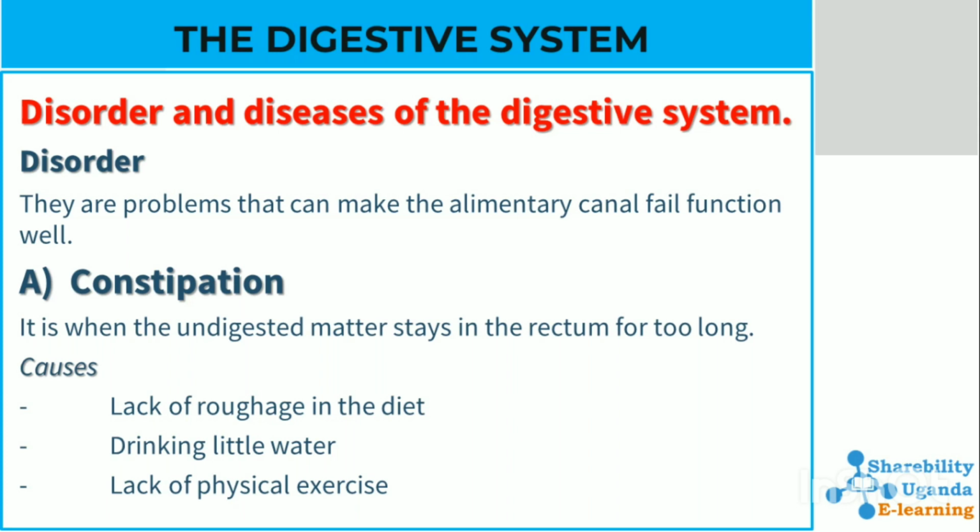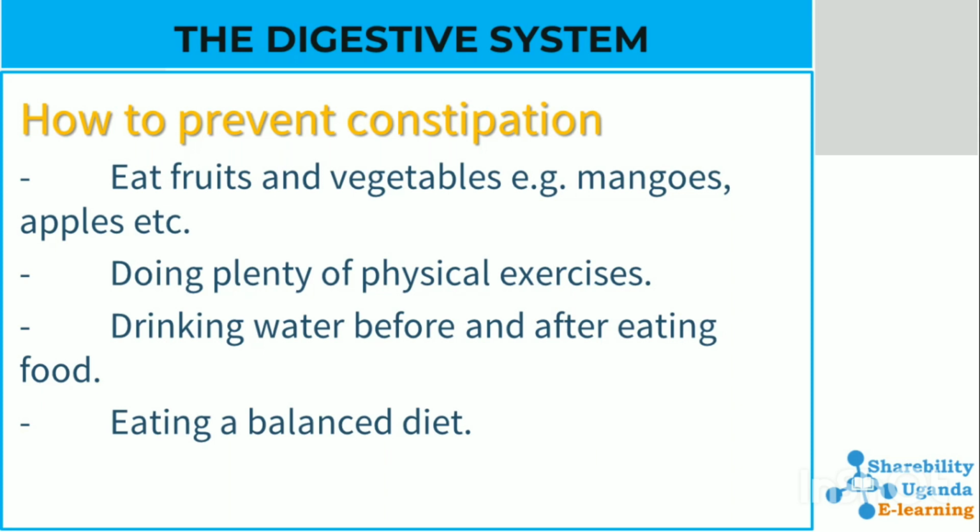How to prevent constipation? Somebody should eat fruits and vegetables, e.g. mangoes and apples, do plenty of physical exercises, drink water before and after eating food, and eat a balanced diet.